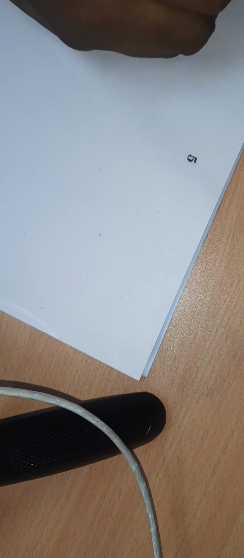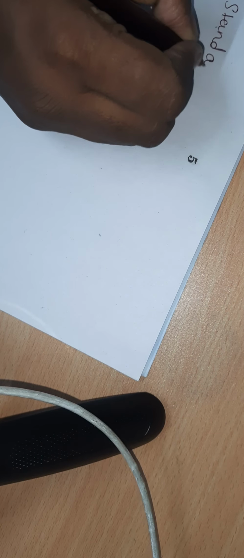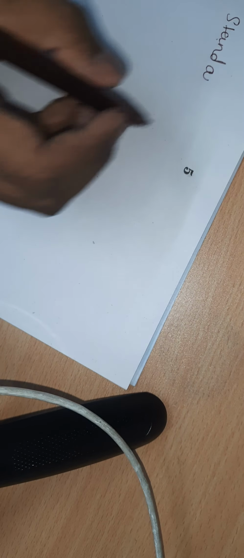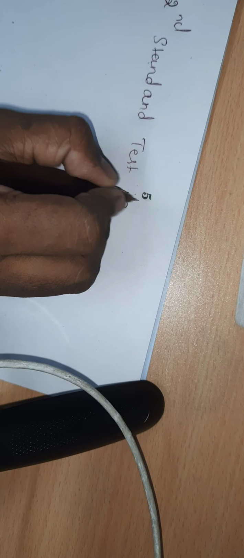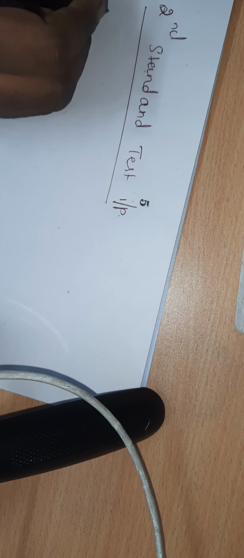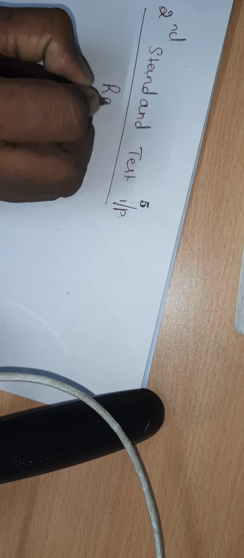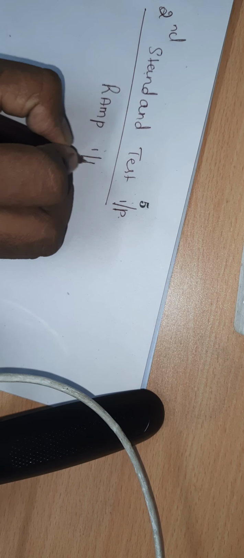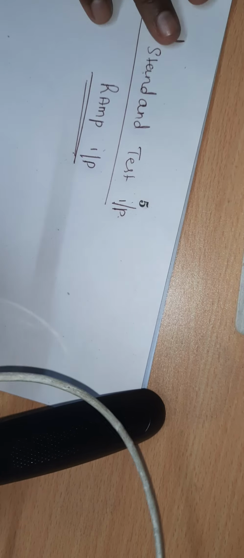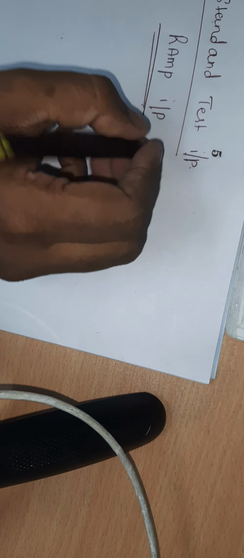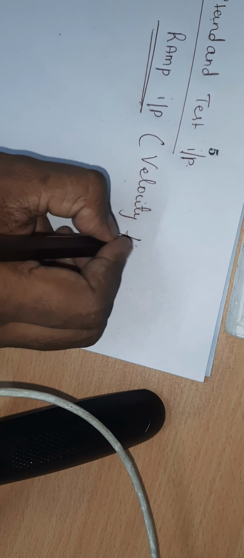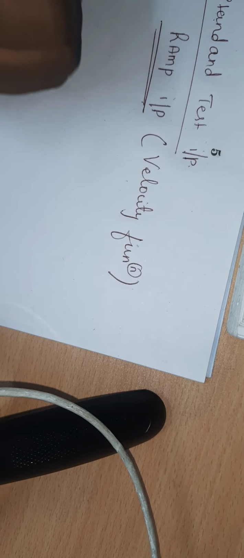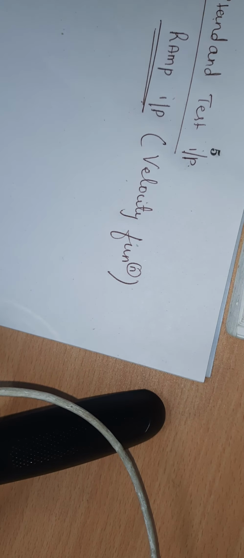Okay. Now, the second standard test input is the ramp input. We're going to study the ramp input. This ramp input is also called the velocity function. Okay, how we are going to represent this, we will see.